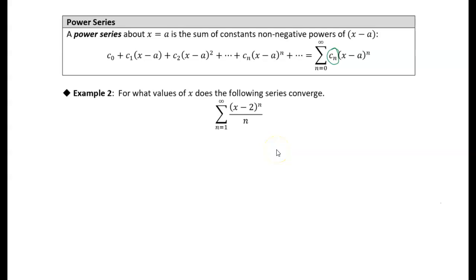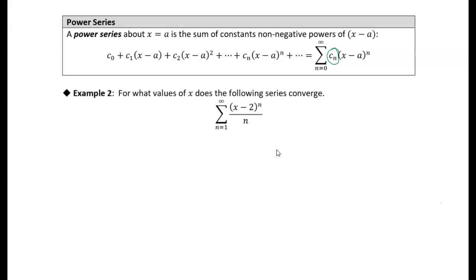All right, so now that we've defined what a power series is, let's look at an actual power series. So here's an example of a power series. You get the sum as n goes from 1 to infinity of these powers of x minus 2 over n. So the constant that we're multiplying the powers of x minus 2 varies as n varies, right? So it's some function of n.